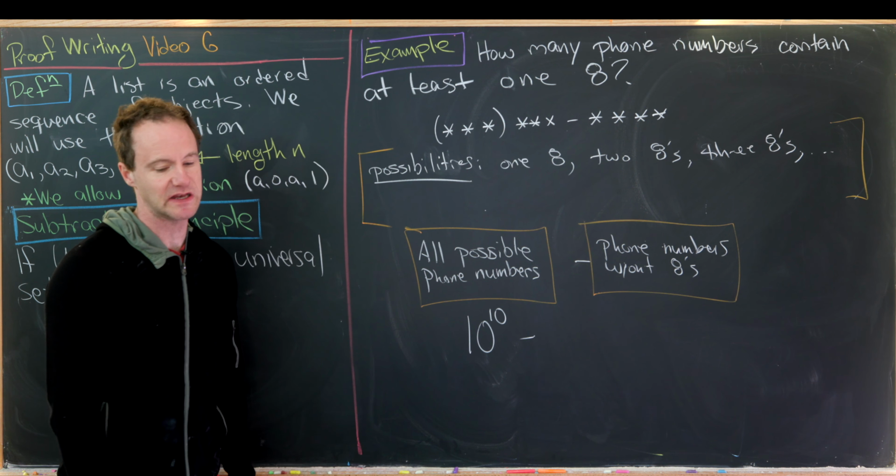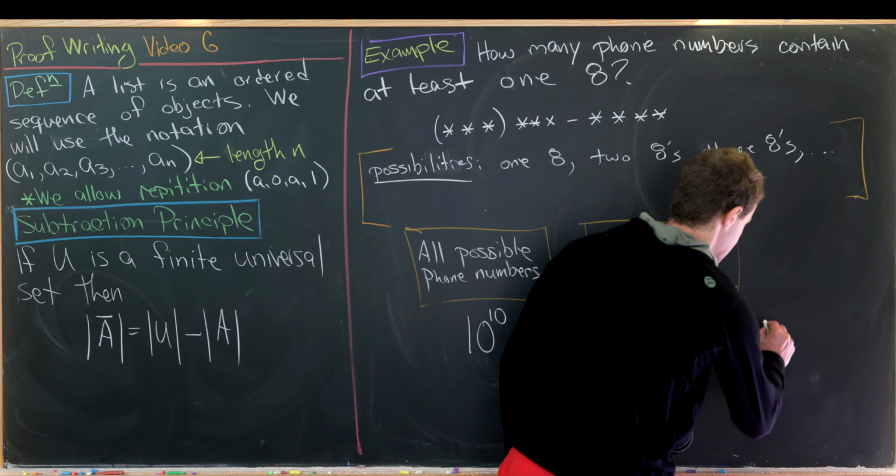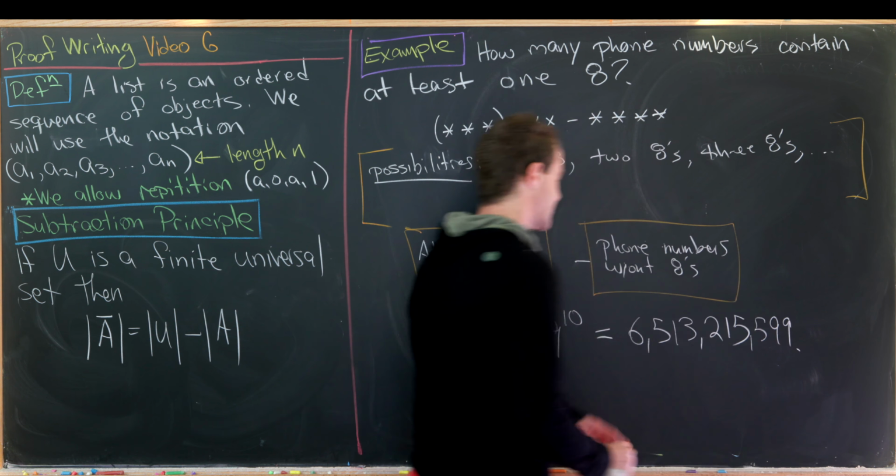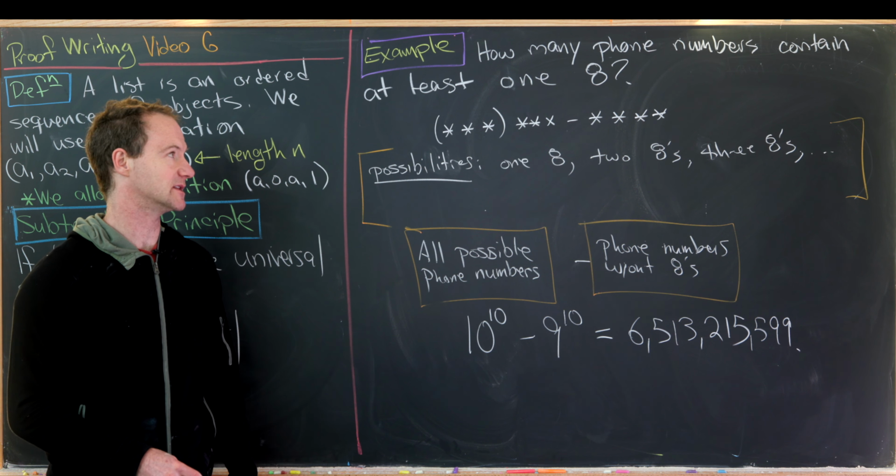But now if we're not allowing eights, then we're allowing 0, 1, 2, 3, 4, 5, 6, 7, 9. So that'll be 9 possibilities, but we're making 10 choices. So it would be 10 to the 10 minus 9 to the 10. But you can calculate this out, and it's actually quite large. It's 6,513,215,599. So that's the number of phone numbers that contain at least one eight.